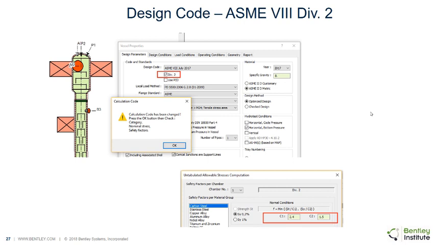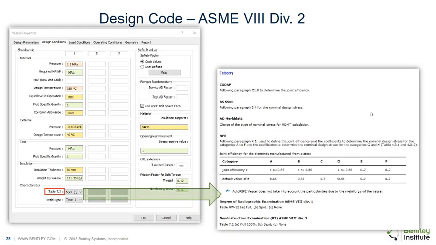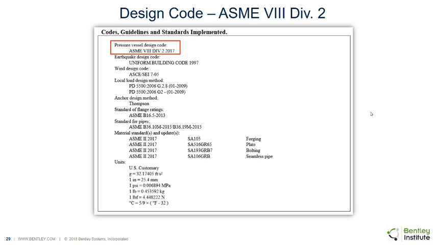This is a very powerful feature of the program as it allows the user to quickly change the code at any point of time in the calculation process, and the program will seamlessly switch and perform the calculations for the reset code when the compute button is pressed. Observe that the RT and weld type fields change as well. Table 7.2 of Division 2 is now referred instead of UW12. The report design code field is updated to ASME 8 Division 2 2017.